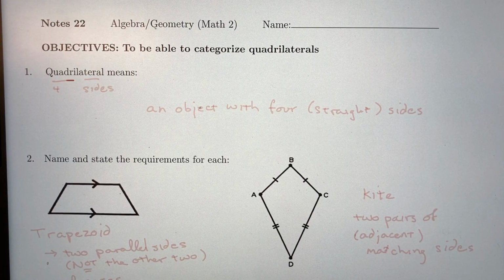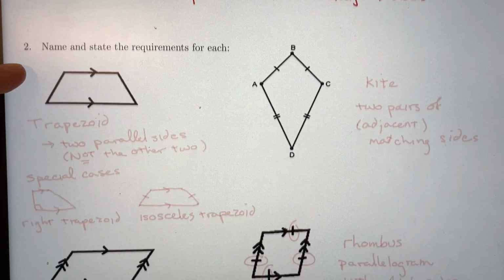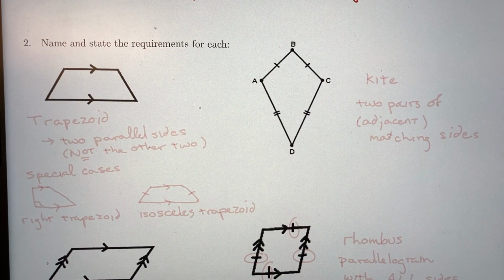Quadra means four, lateral means sides. Do I need to say that it's flat also? Maybe. A two-dimensional object with four straight sides. Okay, so we're going to name these. I think you've seen the names before. I just want to make sure that we get them all complete.